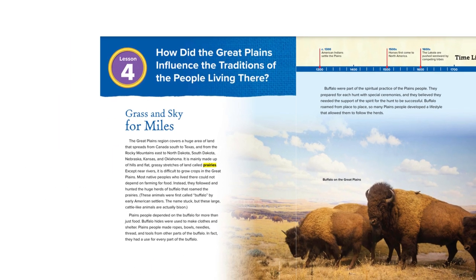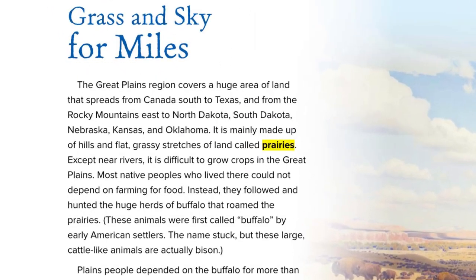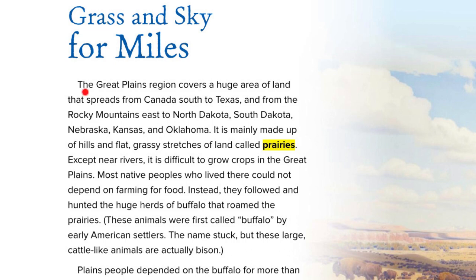Let's take a look on the previous page. It reads grass and sky for miles. The Great Plains region covers a huge area of land that spreads from Canada south to Texas and from the Rocky Mountains east to North Dakota, South Dakota, Nebraska, Kansas, and Oklahoma. It is mainly made up of hills and flat, grassy stretches of land called prairies.